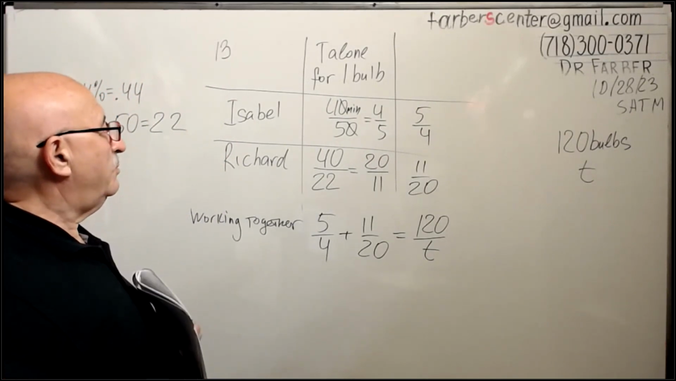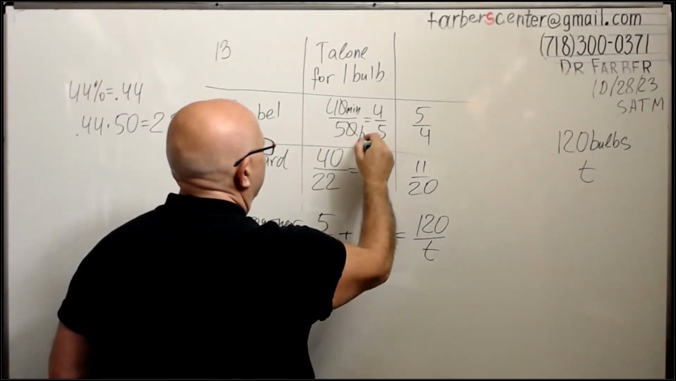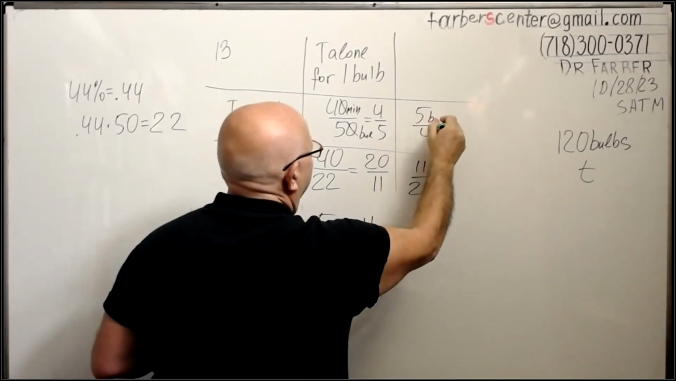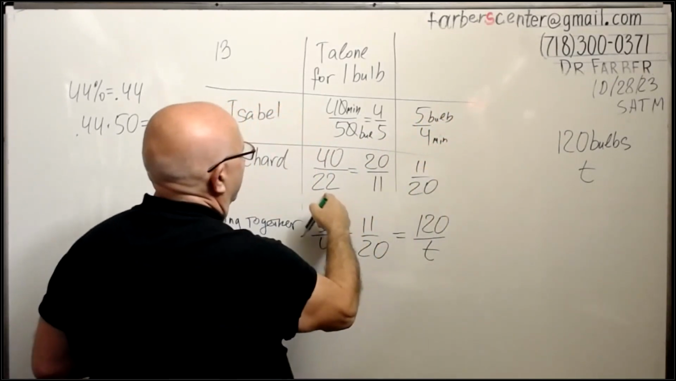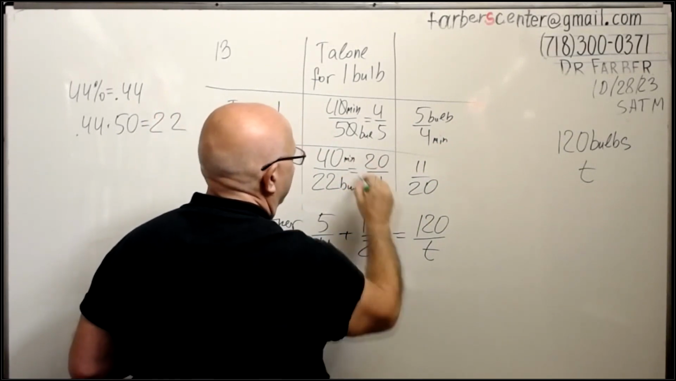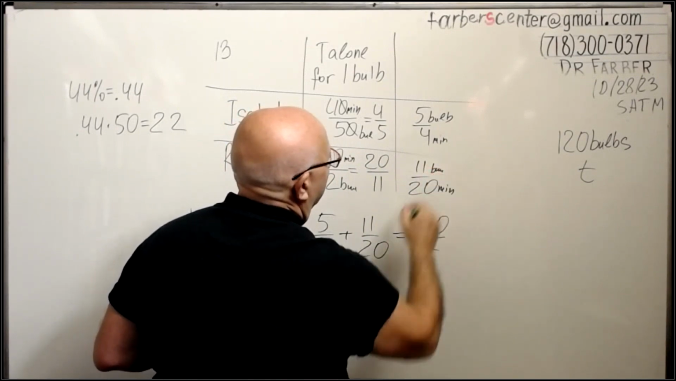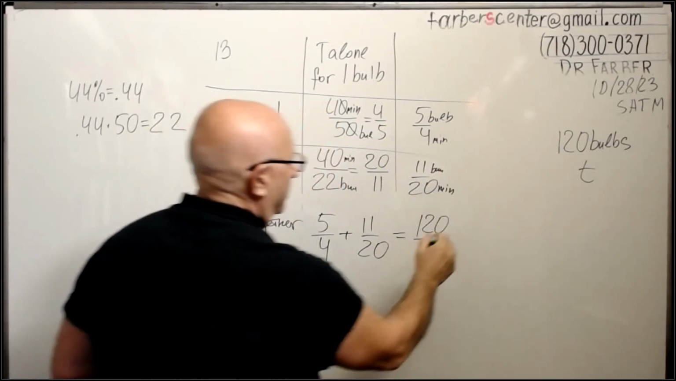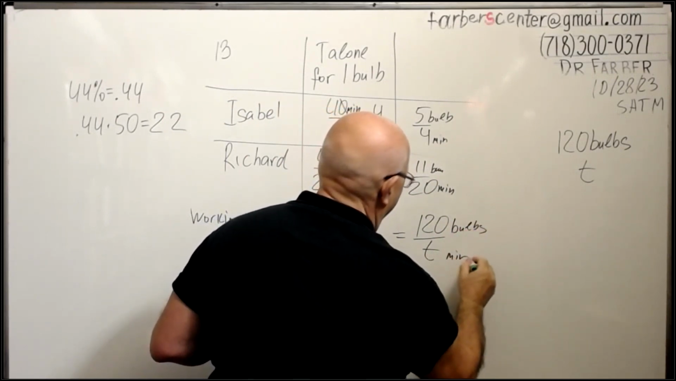Easy, because this is bulbs. Look at this. This is bulbs. This is minutes. This is bulbs. This is minutes. So minutes, bulbs. This is bulbs. This is minutes. Very logical.